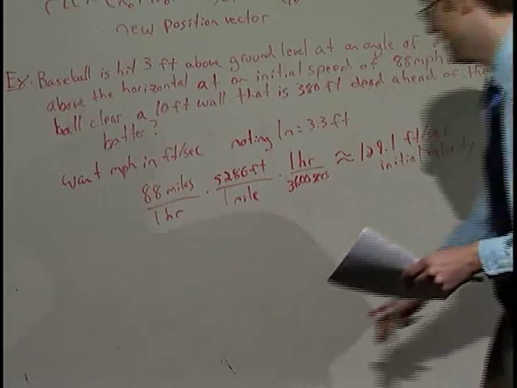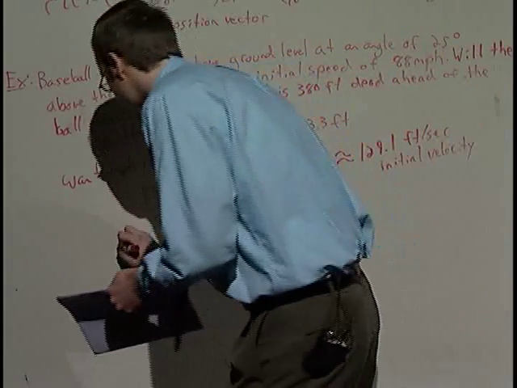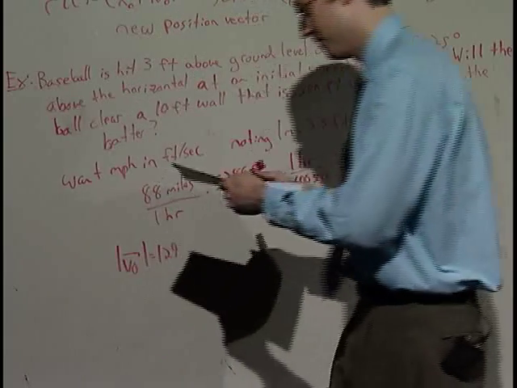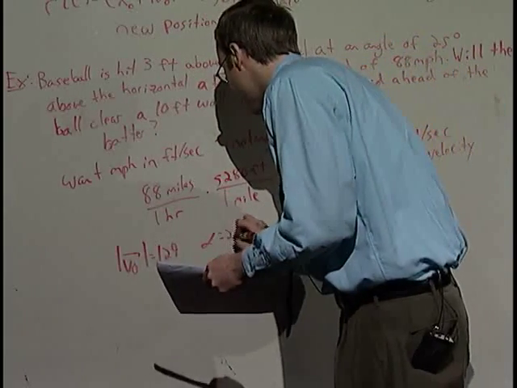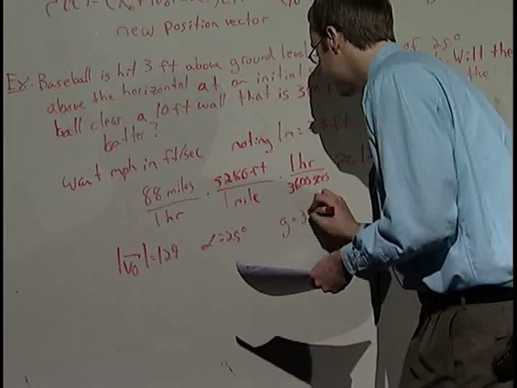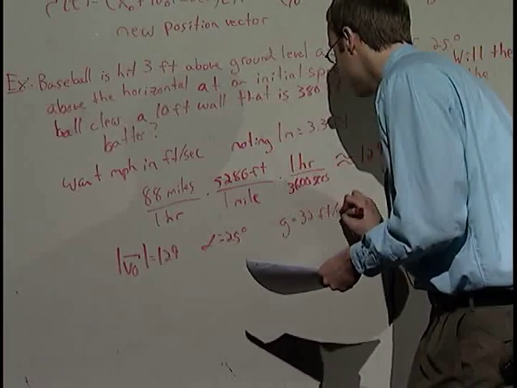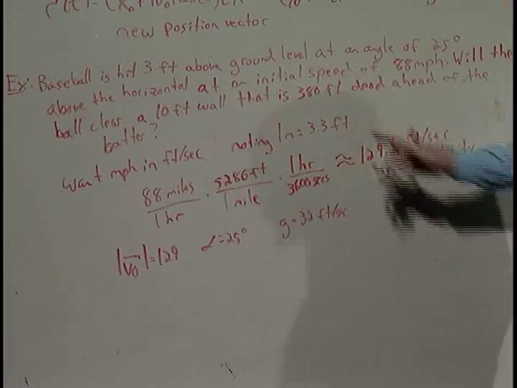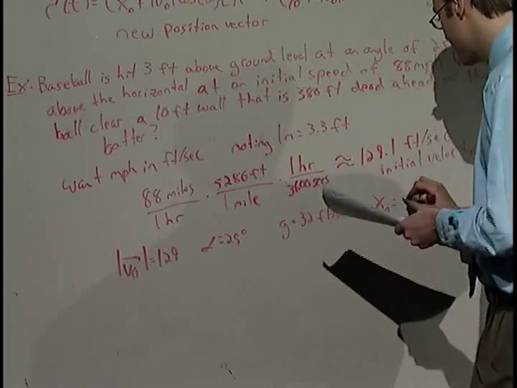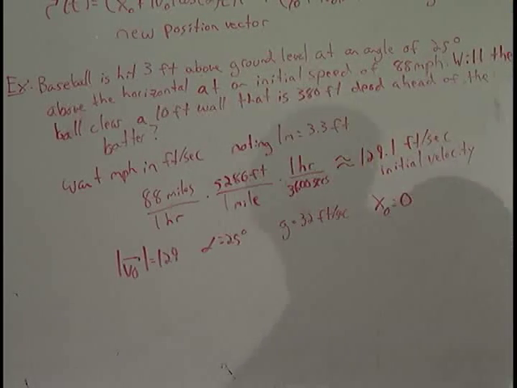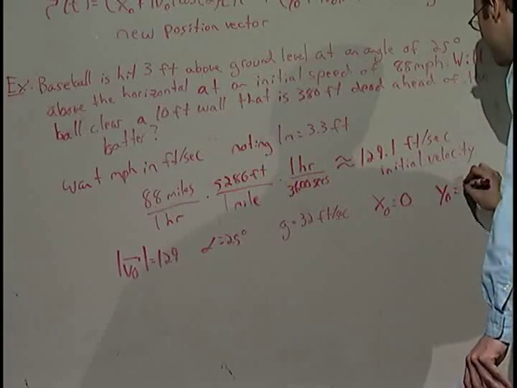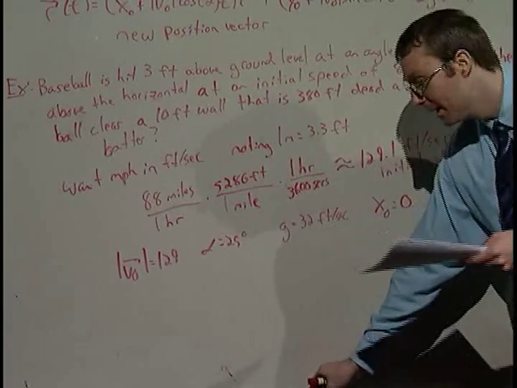So let me keep going on down here. I got some room. So v naught is 129.1. Alpha is 25 degrees. g is 32 feet per second squared, right? It's 9.8 times 3.3, which is about 32. Now, the position initially, well, x is still 0, but now it's 3 feet above the ground, so now our y naught is equal to 3, okay?